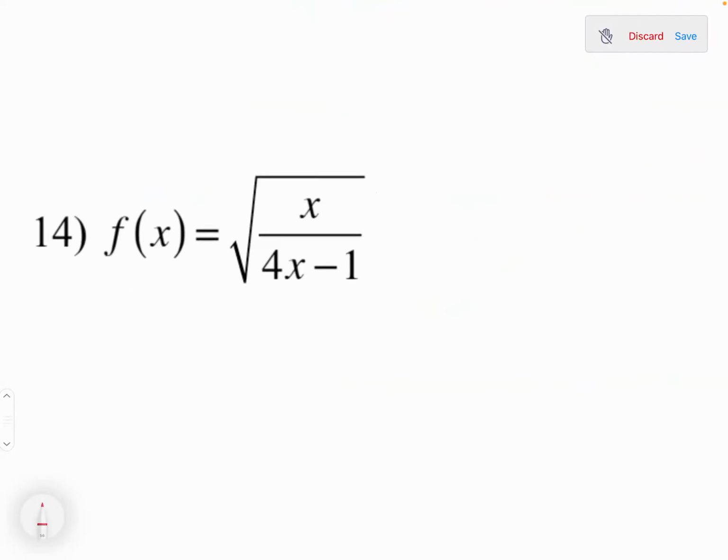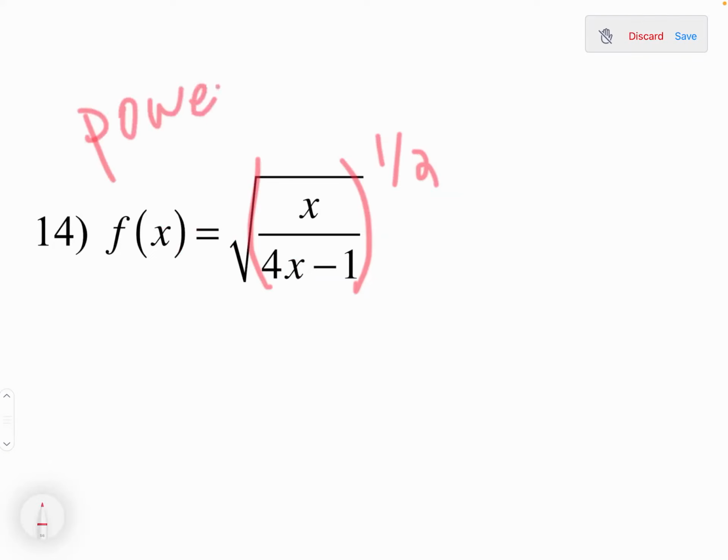Number 14. Looking at number 14, the way it's written, this is really this number raised to the 1/2 power. So that's power rule, the way it's written. We could do some rearranging depending on how you want to make this look. We could rearrange it, and then it would be quotient rule. It'd be probably more complicated doing that. So let's just leave it like it is and take the derivative.